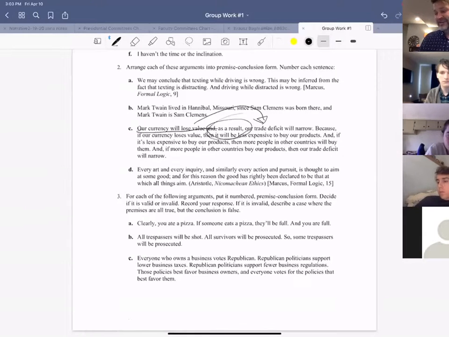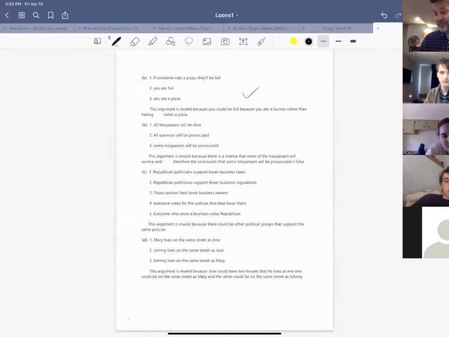Next item. Everyone who owns a business votes Republican. Republican politicians support lower business taxes. Republican politicians support fewer business regulations. Those policies best favor business owners, and everyone votes for the policies that best favor them. So you guys have this correct.